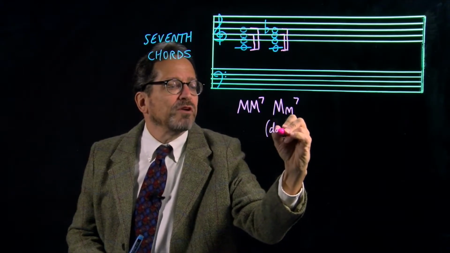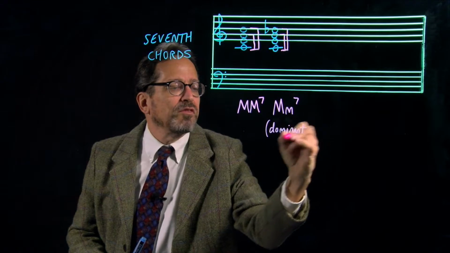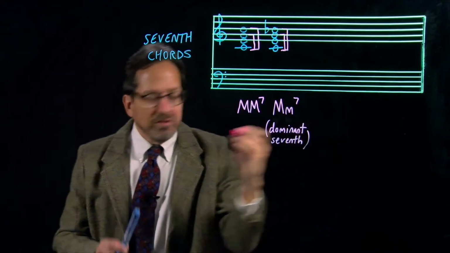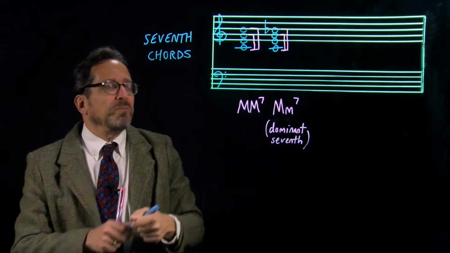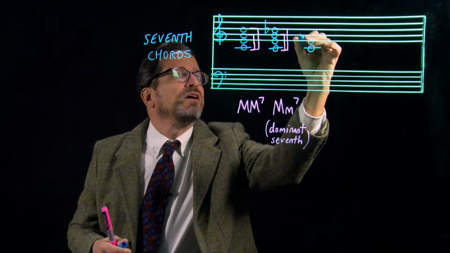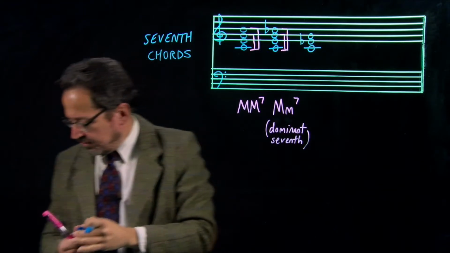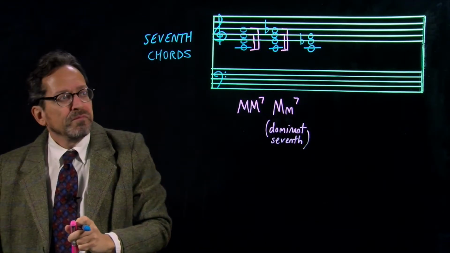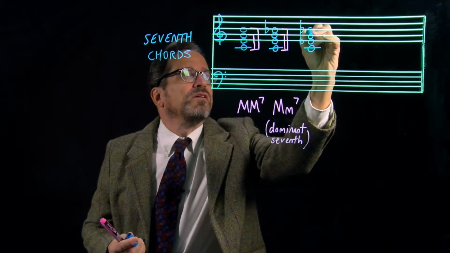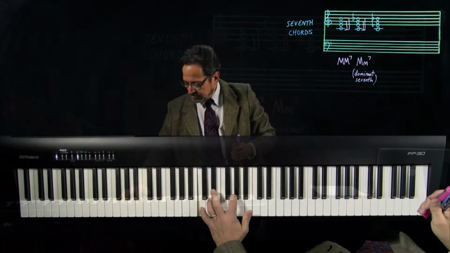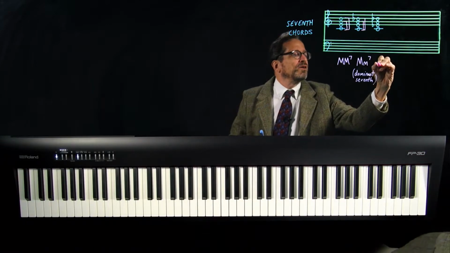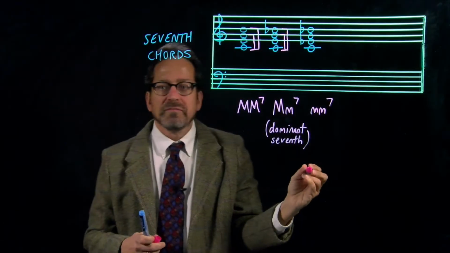It is also sometimes called a dominant seventh. And we will explore why that label pertains to this chord in another video. If we have a minor triad and we add a minor seventh above that, this is a minor minor seventh.